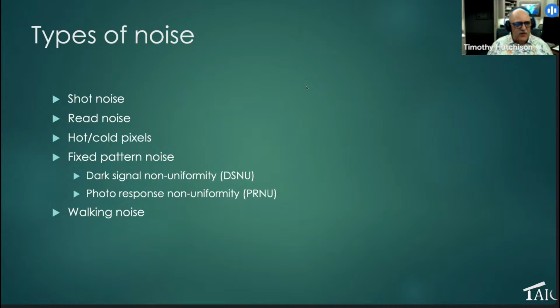Okay. Lots of different types of noise that we deal with. There's shot noise, read noise, hot and cold pixels, fixed pattern noise. There's a couple different types of that. And walking noise, which is really a manifestation of fixed pattern noise, but I threw it in there just so that we talk about it separately. We're going to talk about what all these are, where they come from, and what we can do about each one of them as we continue on tonight. So this is what we're going to be talking about.